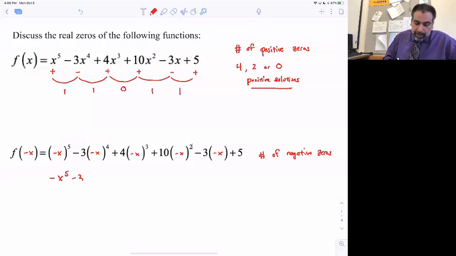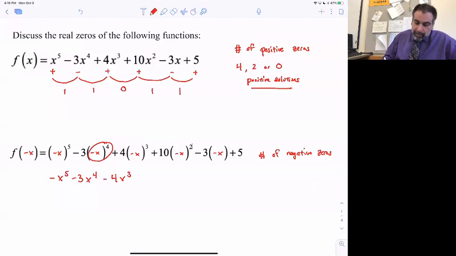So the negative 3 comes down, but this part, the negative x to the 4th, becomes a positive x to the 4th. In the next one, we have a negative raised to the 3rd. So that's going to become a negative times x cubed. Put that negative out in front of the 4, negative 4x cubed.